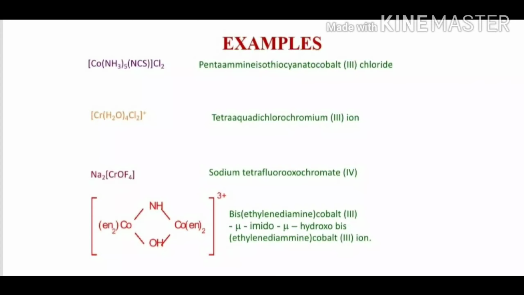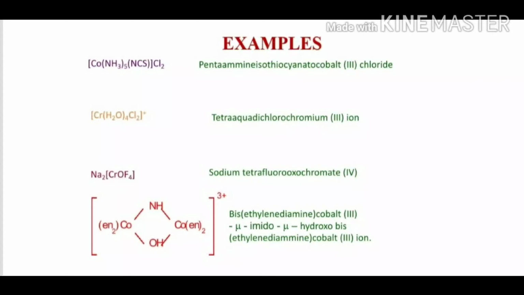But if it's a negative charge, we should suffix it by -ate. So the name of the complex is sodium tetrafluorooxochromate(IV). So this oxidation number is 4 because the fluoro ligand F minus, 4 minus, so 4 plus. For oxygen it is 2 minus, so it's 2 plus. So totally chromium carries 6 positive charge, but for this 2 sodium, it's a 2 negative charge outside the bracket. So totally a 4 positive charge is carried by the chromium. So that's why the oxidation number of chromium is 4.